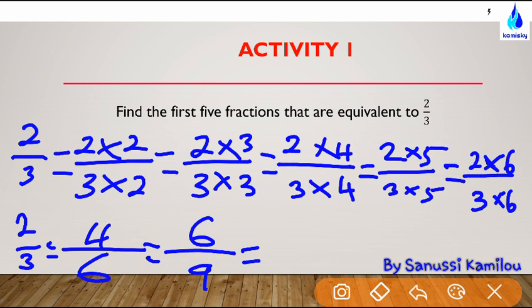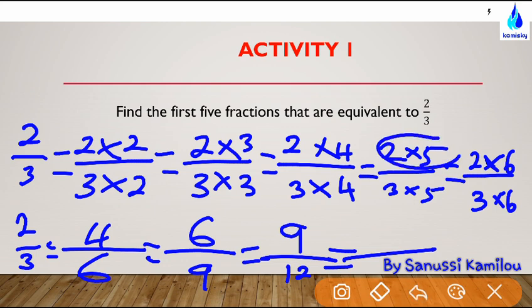Then the next step, we do the same thing. 2 times 4 is what? Then what about 3 times 4? 12. This will give us 2 times 5, what is it? 10.